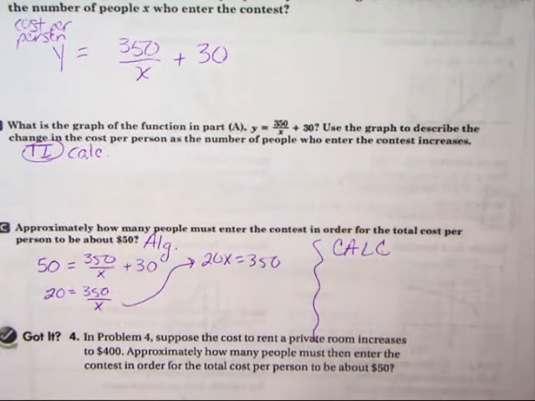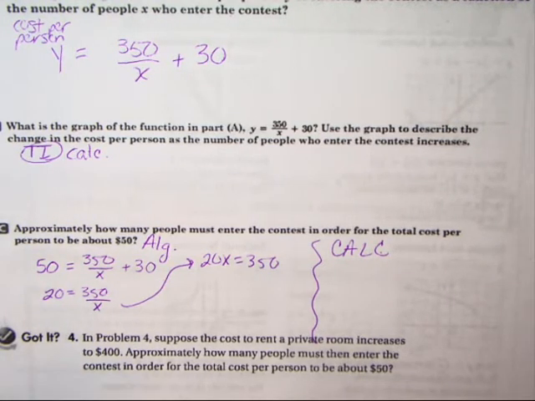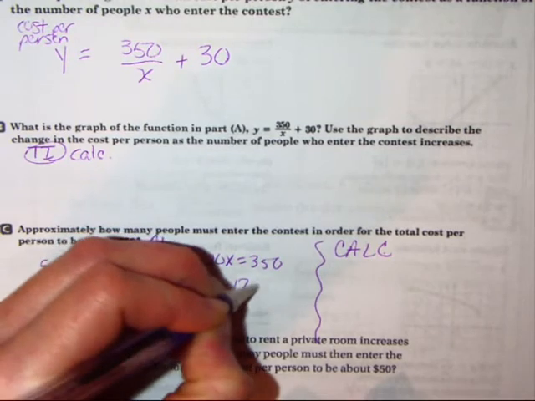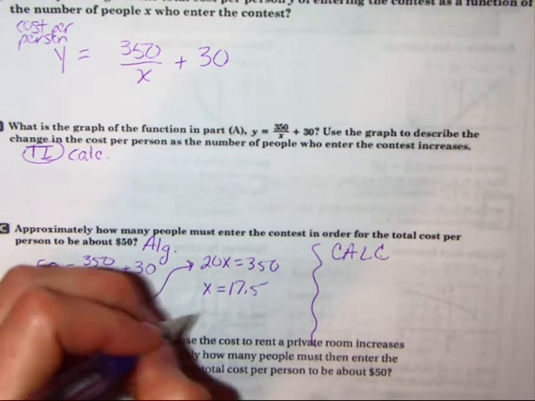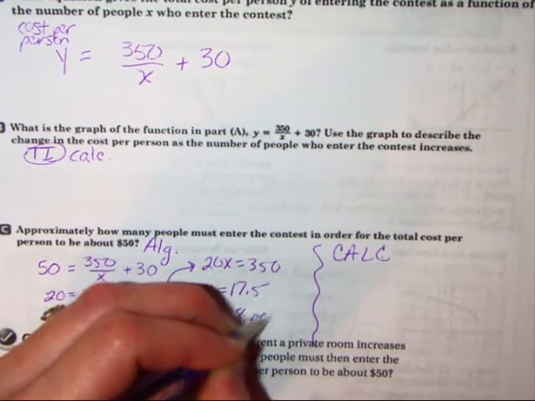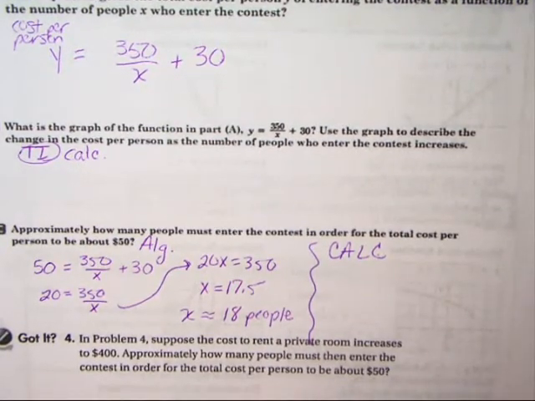Now you're going to take your calculator and divide 350 by 20, and I get 17.5. Now remember, x is how many people come. We don't want 17 and a half people coming. You don't want a little half body running around. So we're going to estimate up and say we need 18 people to attend in order for the cost to be about $50.